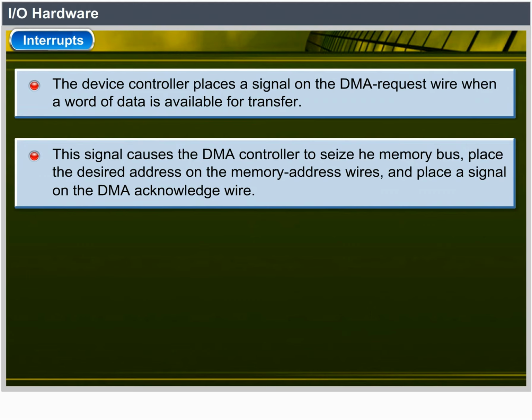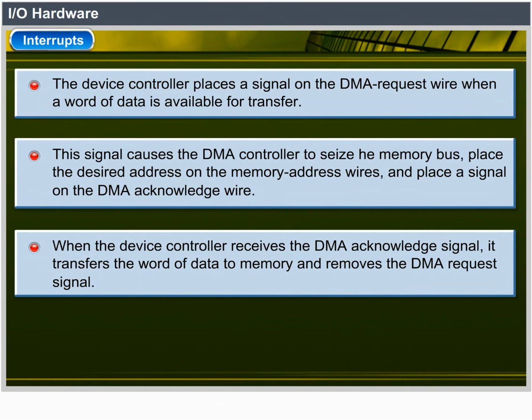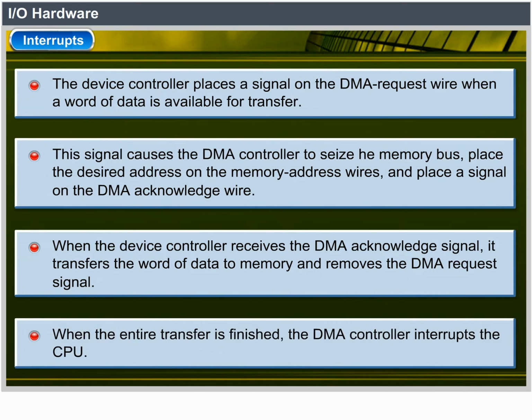When the device controller receives the DMA acknowledge signal, it transfers the word of data to memory and removes the DMA request signal. When the entire transfer is finished, the DMA controller interrupts the CPU. This process is depicted in the figure below, Steps in a DMA transfer.